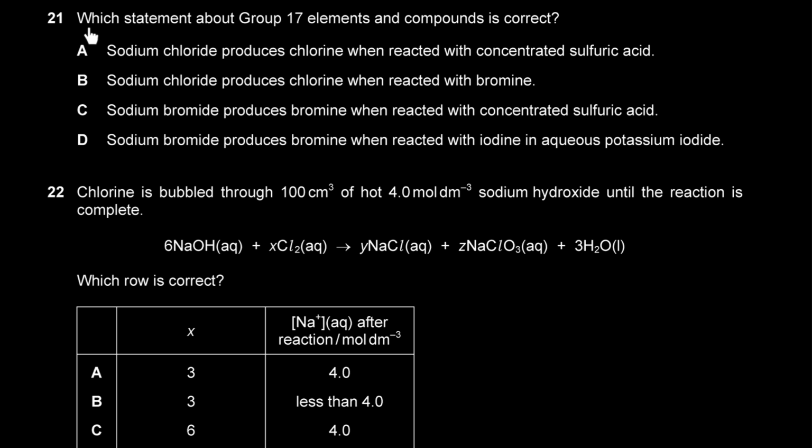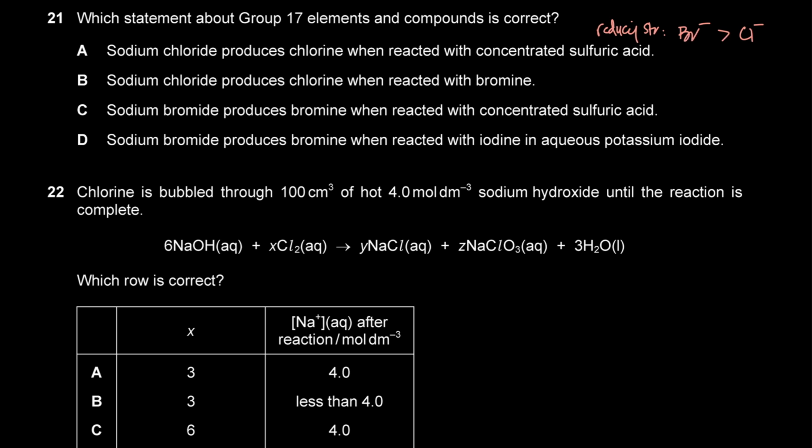Question number 21 says, which statement about group 17 elements and compounds is correct? This question talks about the reducing strength of the halides, specifically comparing chloride and bromide. You might remember that down the group, the reducing strength of the halides, the anions of the halogens, increases. So bromide is a stronger reducing agent than chloride.